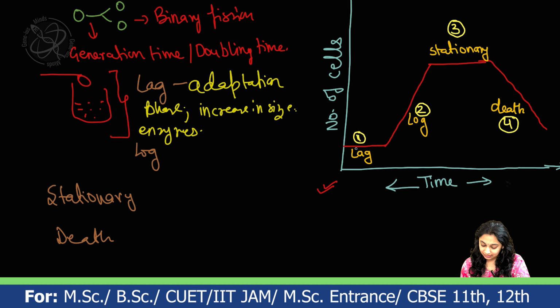If you see, the graph is plotted between the number of cells on the y-axis versus time on the x-axis. So in the lag phase, there is no division happening, only the bacterial cell adapts itself to the new environment and increases in size, not in number.